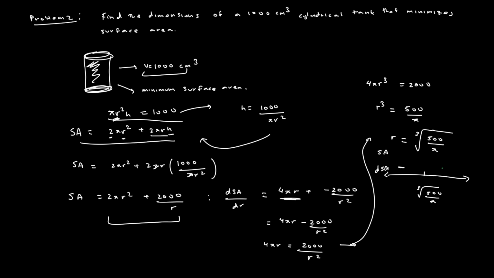So dSA will be positive, and so the way that our surface area function behaves is it decreases first and increases later. And we know through the first derivative test we have a minimum. So r equals the cube root of 500 divided by pi is a valid minimum, and so that's the solution to this problem. Let's do one last optimization problem.